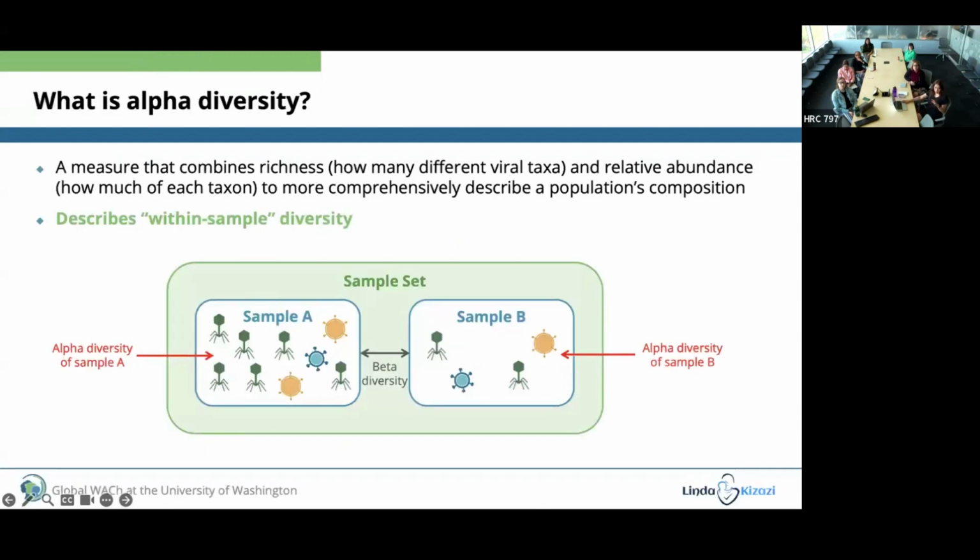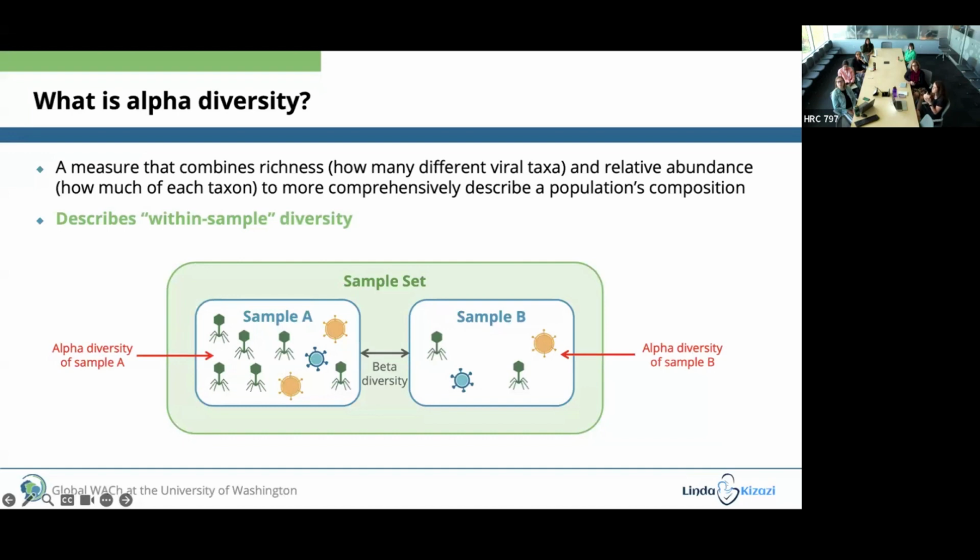Similar to richness, but a little bit more complex, is the measure of alpha diversity. Alpha diversity, one of the ecological metrics, intends to be a little bit more descriptive than richness alone and add in that relative abundance component. So it's not only telling us what's there, but how much of something is there. And it creates this index.